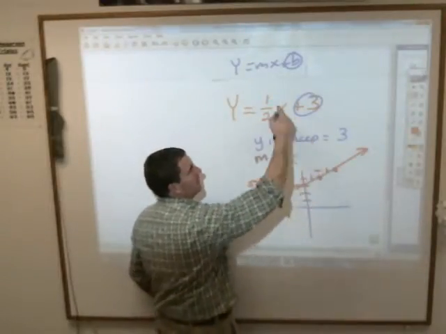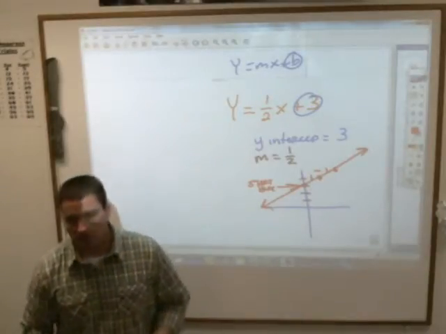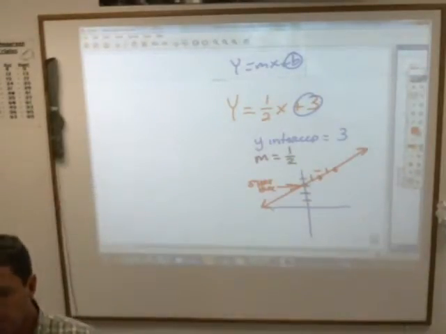This line is the graph of this without having to do the whole table thing, without sitting down and doing any calculations. It's just right there.